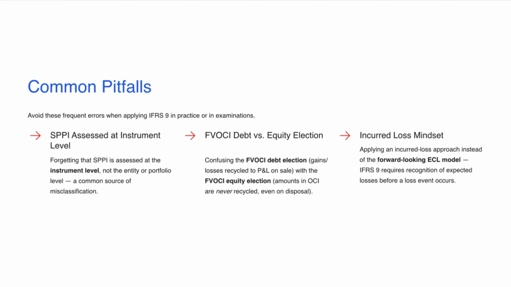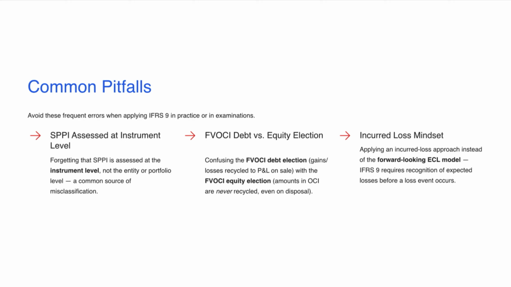Mistake number 2. Confusing debt FVOCI with equity FVOCI. This is one of the most important distinctions in the chapter. Debt FVOCI. Recycling to profit or loss on disposal. Equity FVOCI. No recycling to profit or loss on disposal.